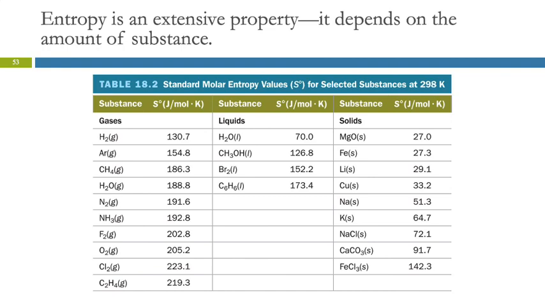So entropy is an extensive property. It does depend on how much stuff there is, so we can't just say a single number, right? It has to be scaled for the amount of stuff. So molar entropy is the amount of entropy that 1 mole of that has. So these are standard molar entropy values at 298 K, which is 25 degrees Celsius, room temperature.